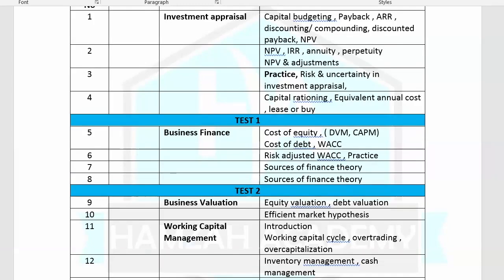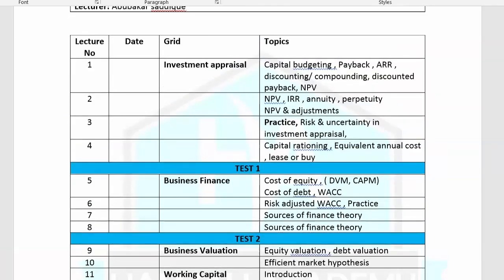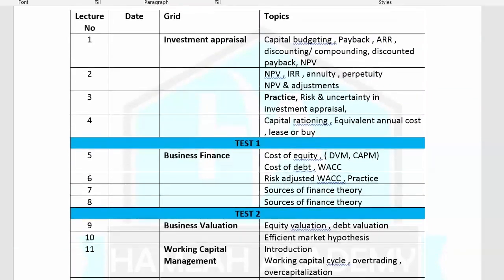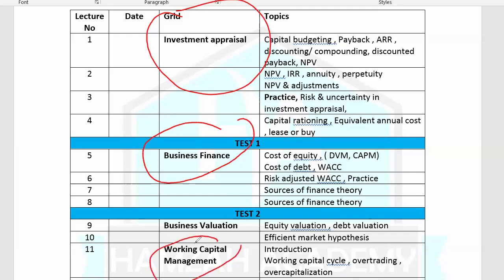Now, a very important thing. I discussed with you the exam pattern. Now, dear student, regarding section C of your exam, let me tell you one thing. Section C, where you will have 2 constructive response questions, will be from these 3 areas. Those 2 questions will be from investment appraisal, business finance, and working capital.